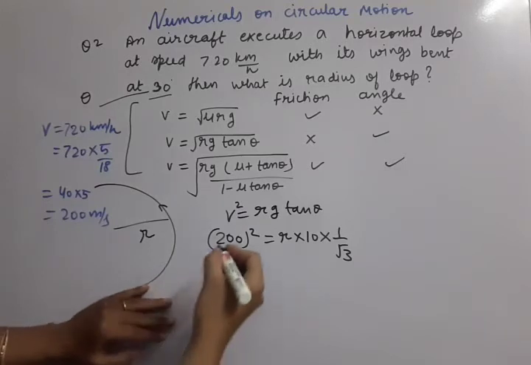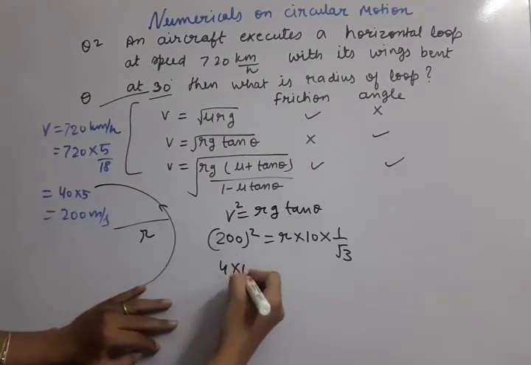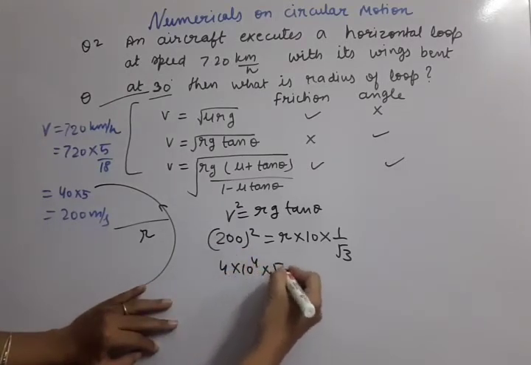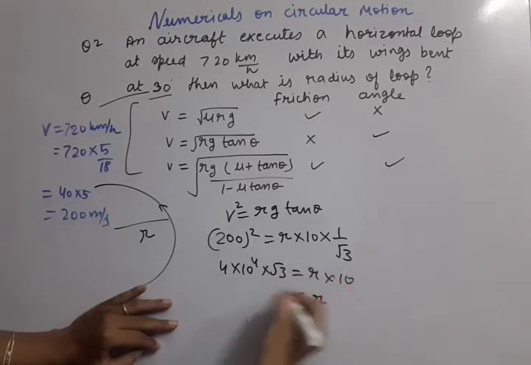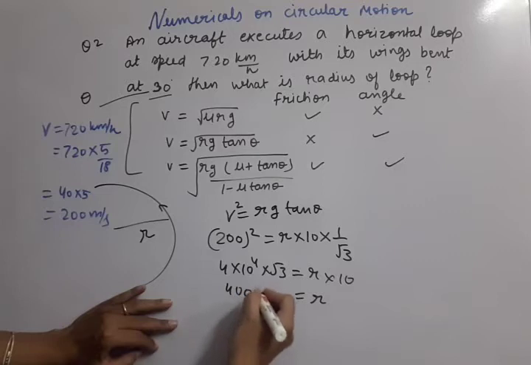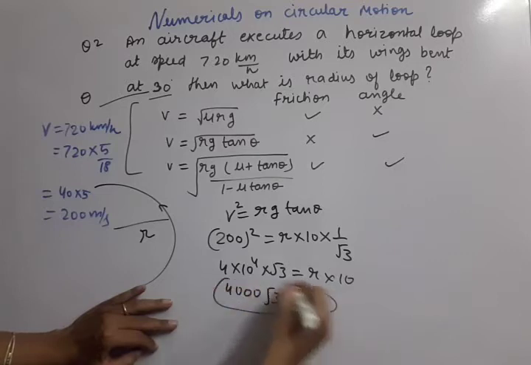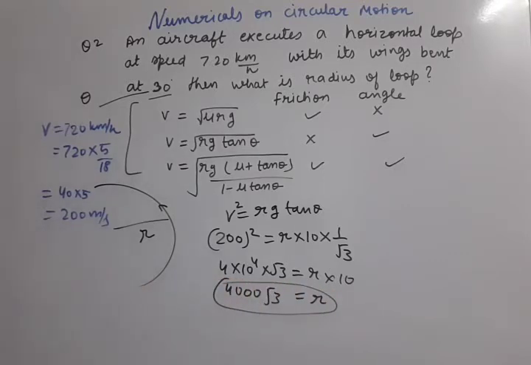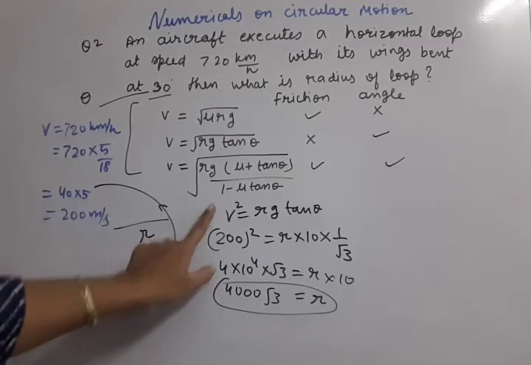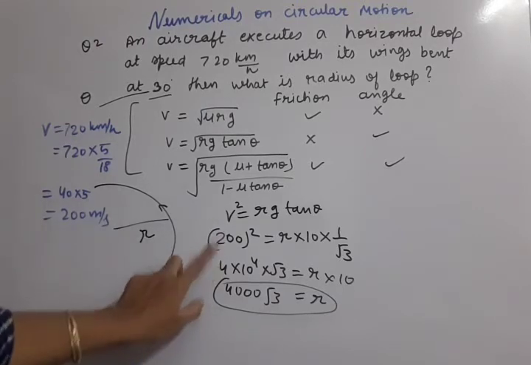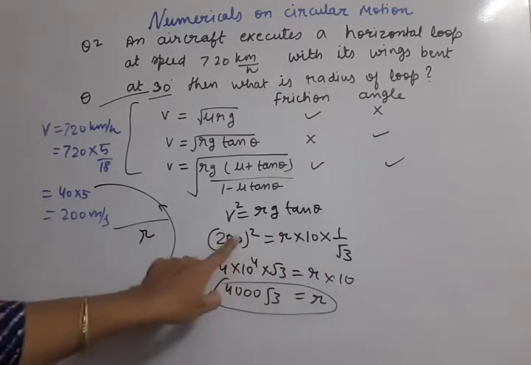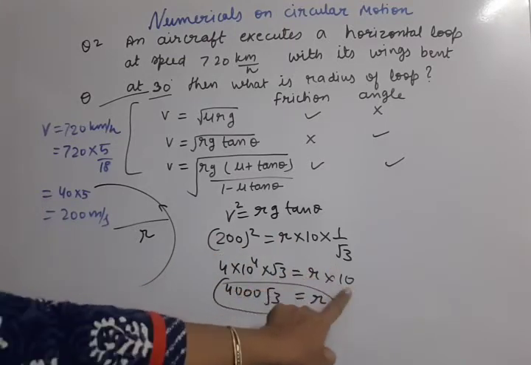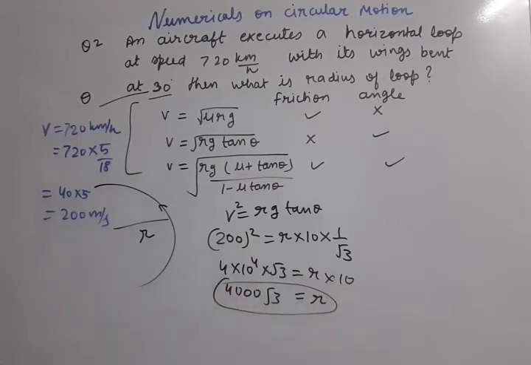Let us cross multiply. So here we already have 4 into 10 raised to power 4. Here root 3. R into 10. So R will become 4000 root 3. This is the answer. You can check the solution. V square substituted: on squaring, 2 square is 4, 100 square is 10 raised to power 4. This root 3 is cross multiplied. Here R into 10 is left. So finally R is obtained this way.